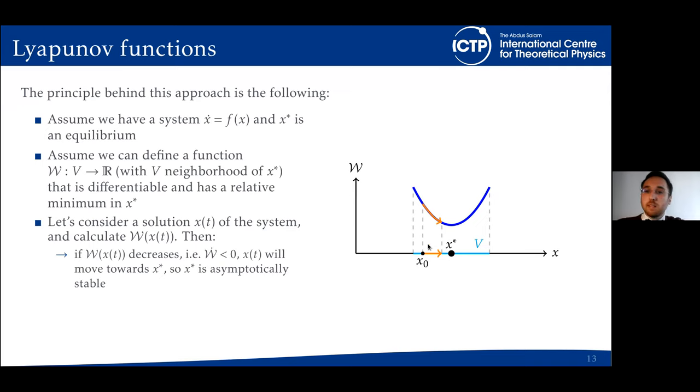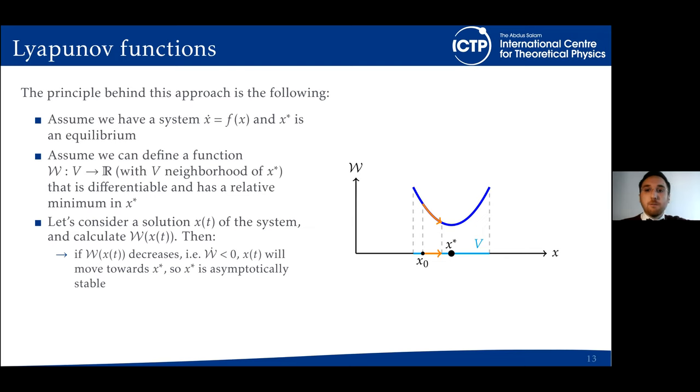You see that necessarily this means that our solutions are moving towards the equilibrium. And this happens because we know that the function has a minimum in X star. So this would mean in this case that the equilibrium of this system is asymptotically stable, because we know that the solutions are going towards it.